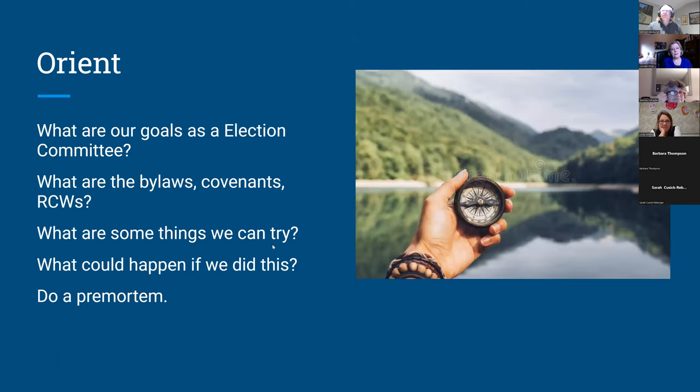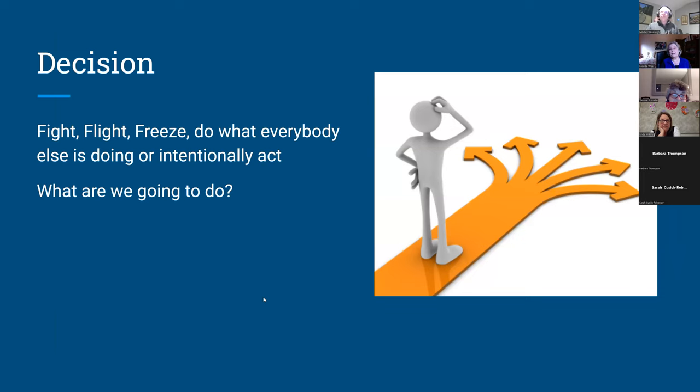Next slide would be the orient. What are our goals as an election committee? And to look at the bylaws, covenants, and RCWs that will help us know what we can and cannot do based on the laws. And then get into those probes. What can we try? What would happen if we do that? And some pre-mortems on some of these strategies that we can try to go through. And then the next slide would be to make a decision.